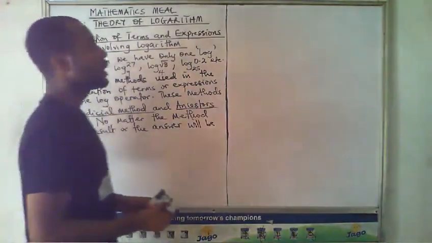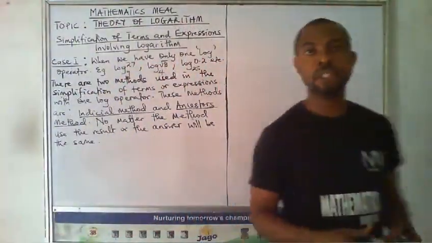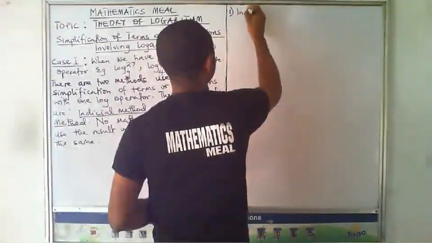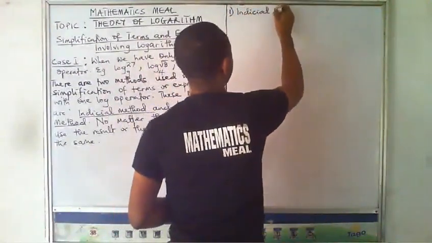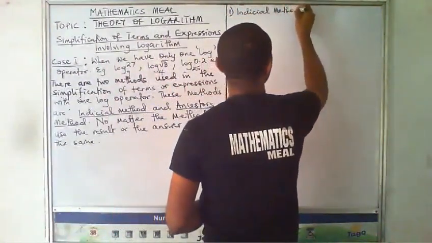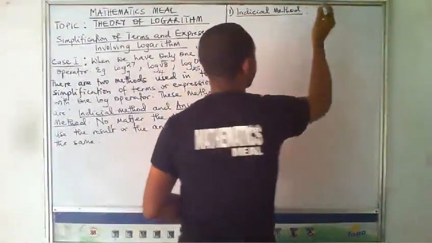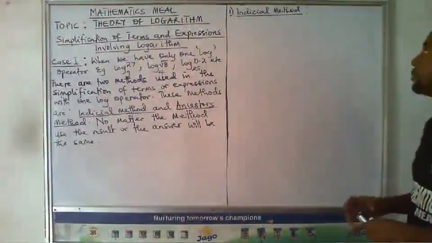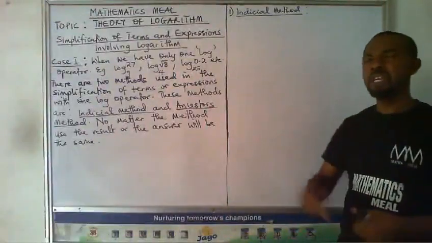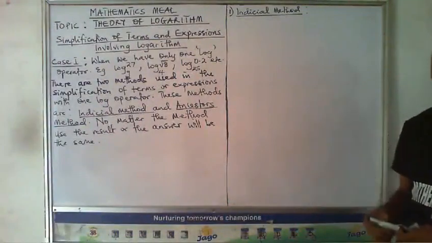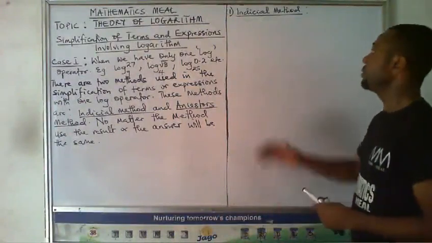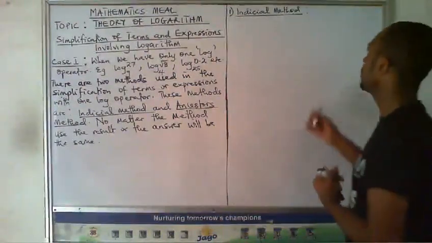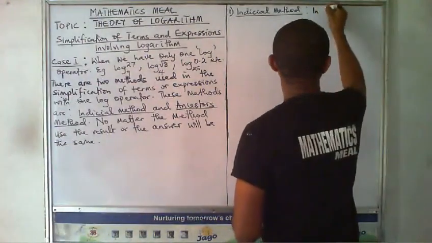So quickly, let's begin with the first method, the indicial method. The name explains it. The name, indicial method, means the principle of indices is necessary. Also, we need the principle of indices in the ancestors method also. So let's look at this method. What are the steps involved in the indicial method?